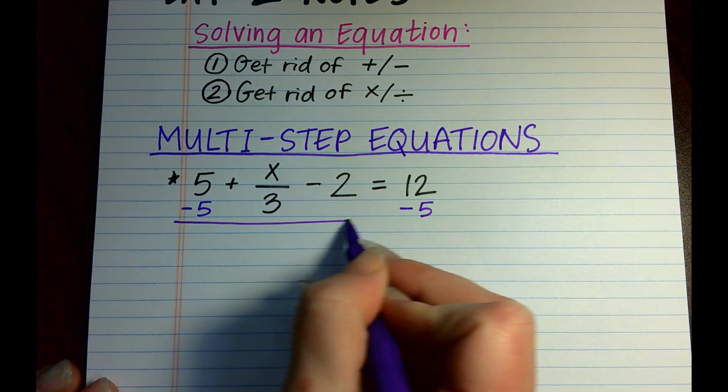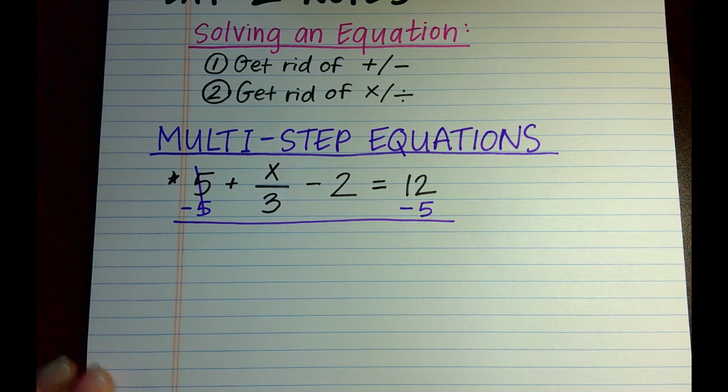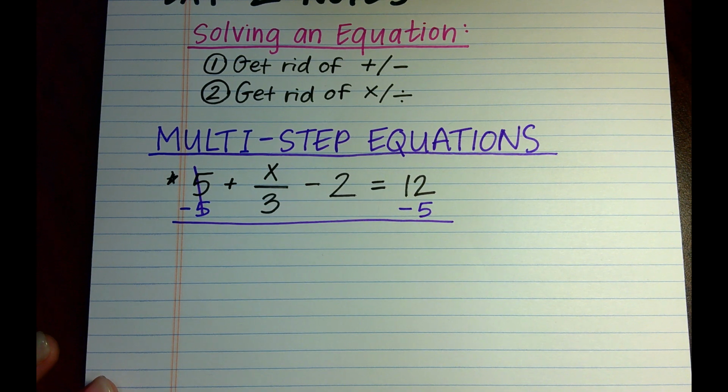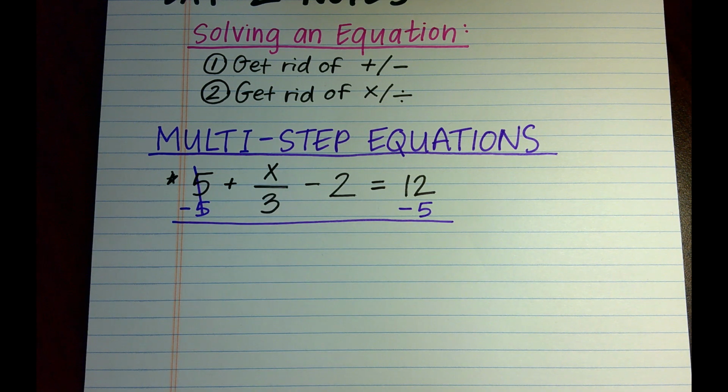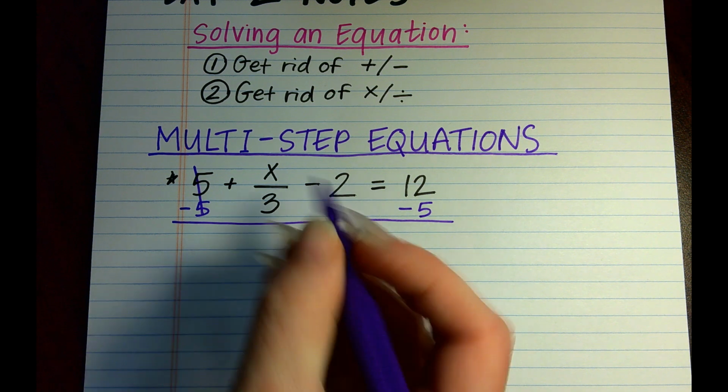The 5s will cancel. And what do I do next? Bring down the problem, x over 3. Okay. All right. So we got rid of our 5. Now, whenever we go to the next step, we want to bring everything down with us to that next step so we don't lose anything.